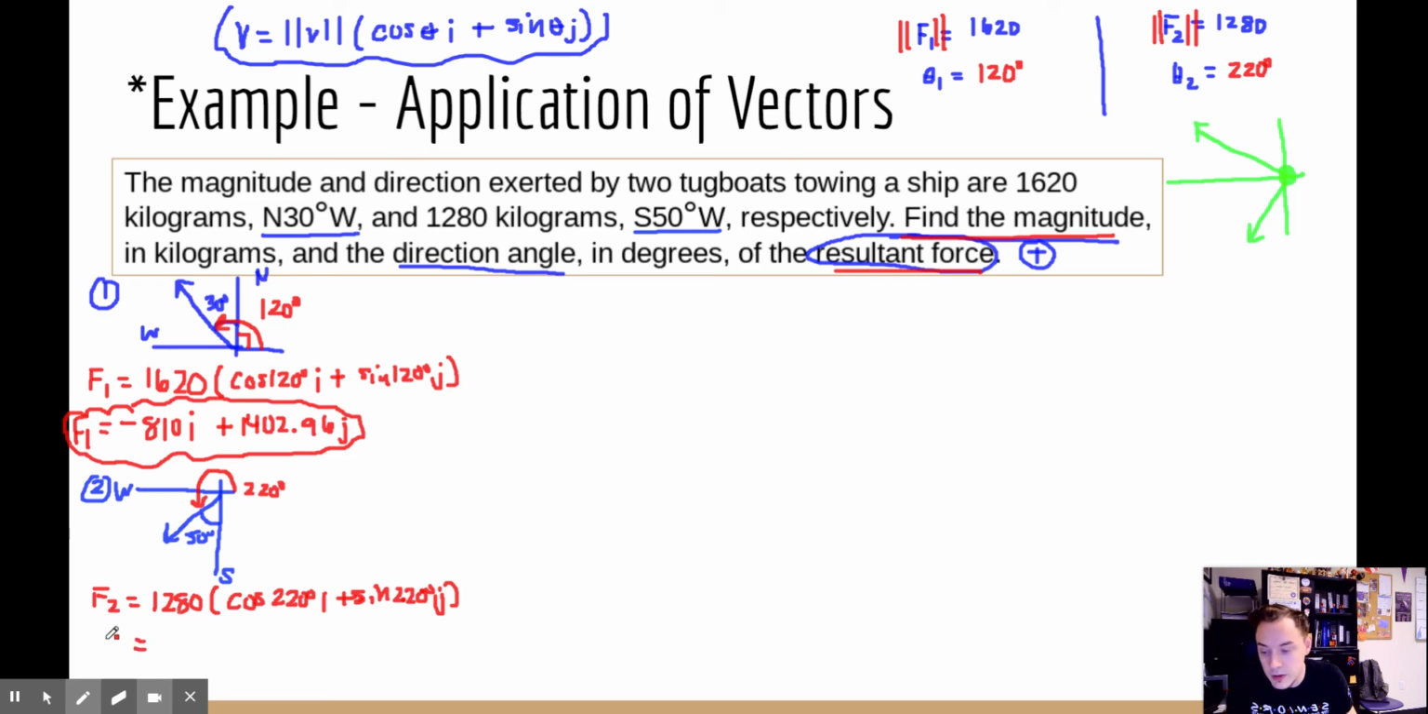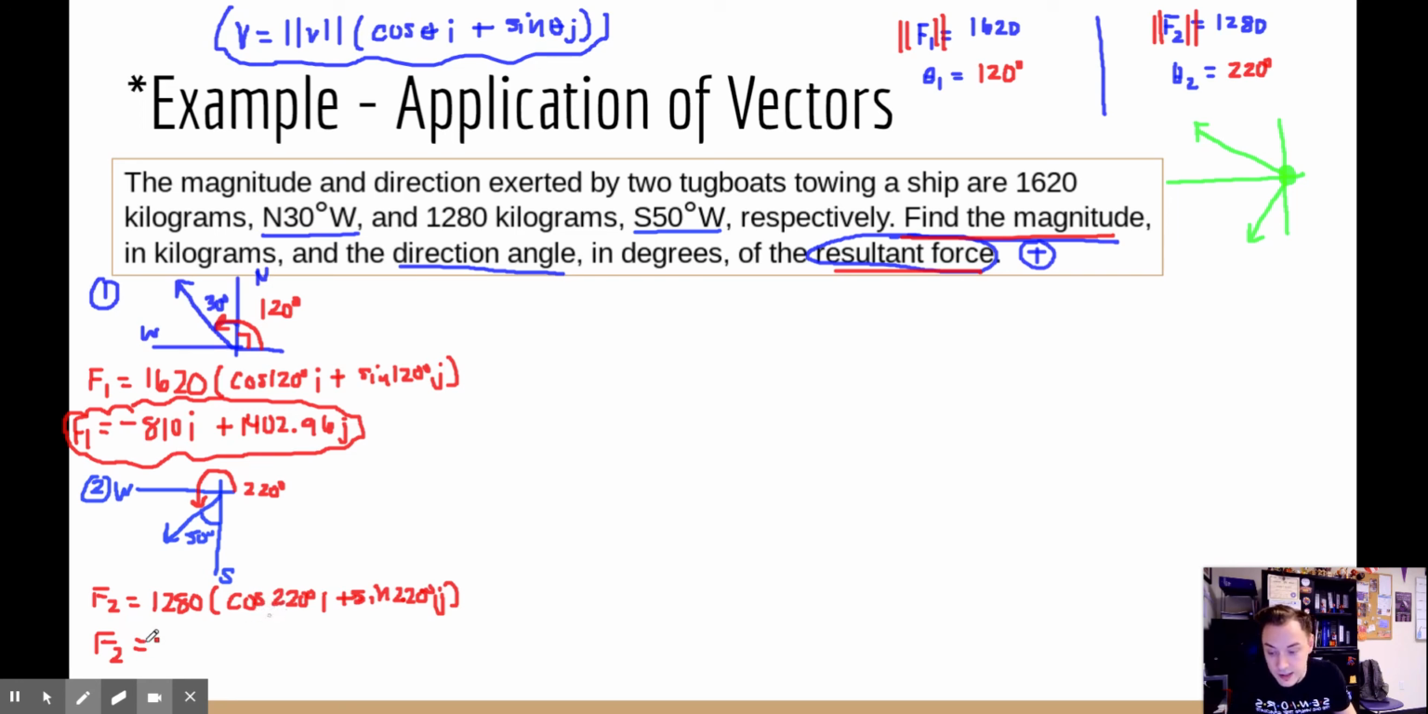As I did before, I'm just going to multiply all this out for the sake of time, but all you have to do is find 220, and if it's not on the unit circle, just calculate it yourself. Calculate cosine of 220 on the calculator. Make sure you're in degrees. Calculate sine of 220 on the calculator, and then distribute that through. Multiply it by 1280. That's all you need to do.